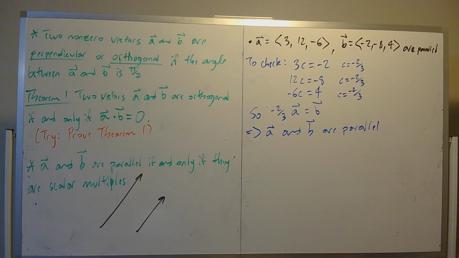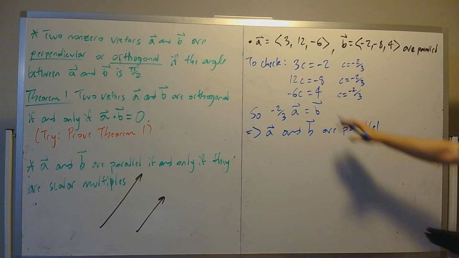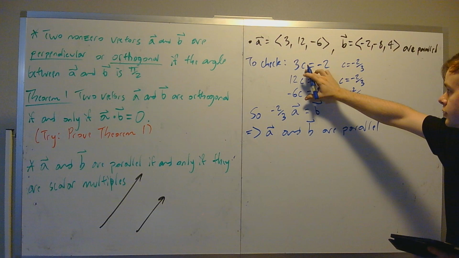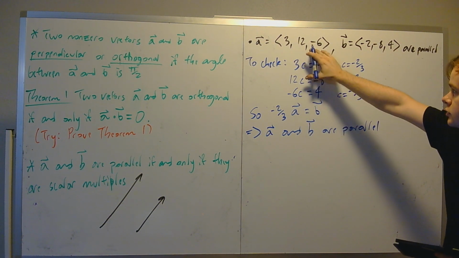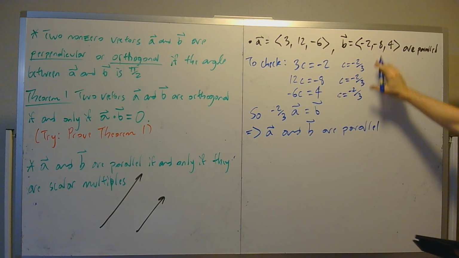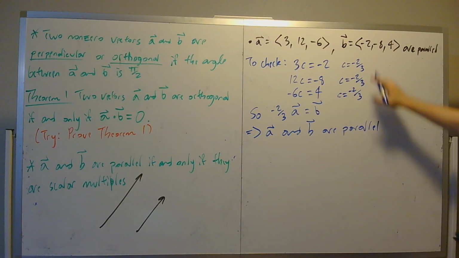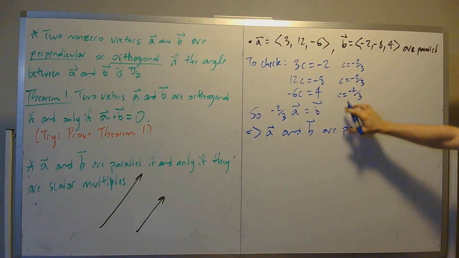So that's how you check that two vectors are parallel. You multiply the same constant by each of the coordinates, and you see whether that works out to get to the second vector, if they are actually the same constant.